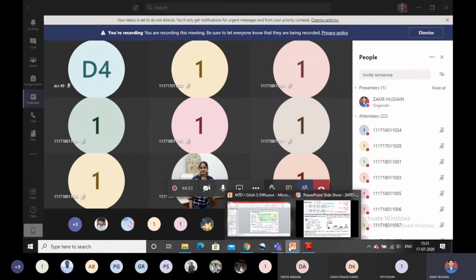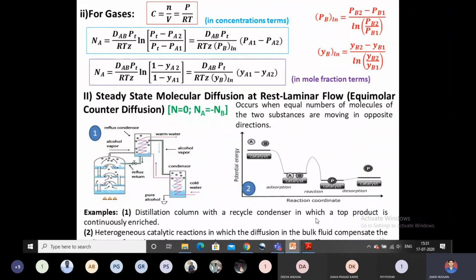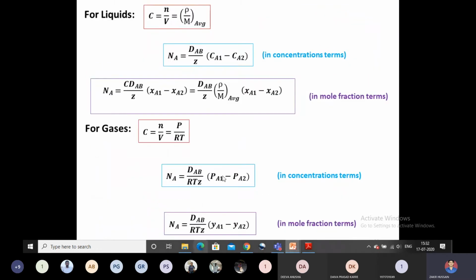Then for the rest of the topics, let me go through what topics are left in this unit. In the next class we will see this for gases. Tomorrow there are 2 classes. In those 2 classes we will complete this, and at the same time equimolar counter diffusion. Very small derivations are involved, so we will see it tomorrow. What is equimolar counter diffusion, and 2 to 3 simple equations will be there. These 4 equations we will see, and you already have notes in your hand. All these equations are contained in your notes. Just go through the notes once again so that it will be easy to understand.